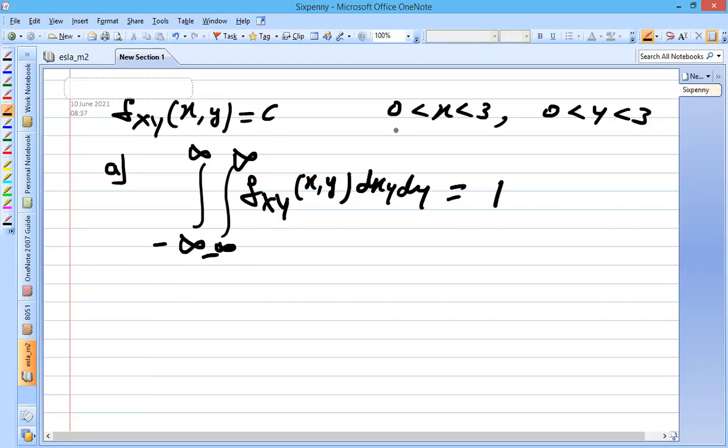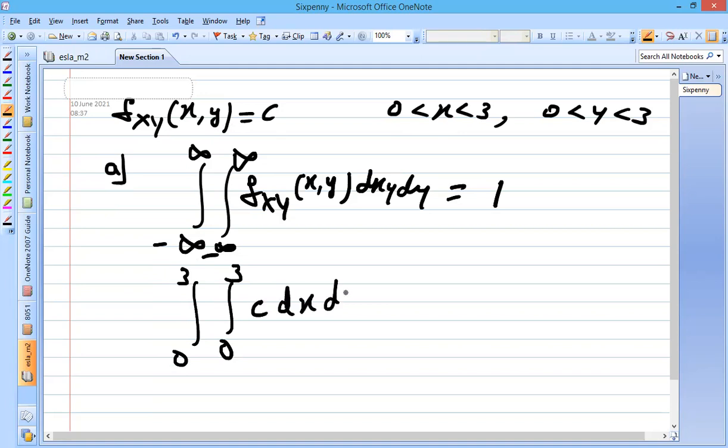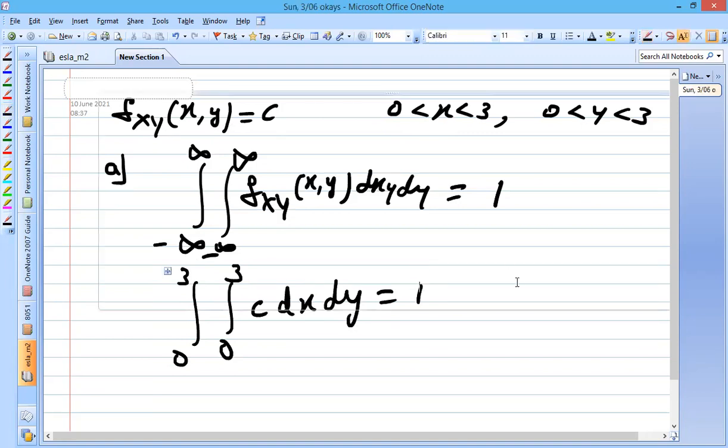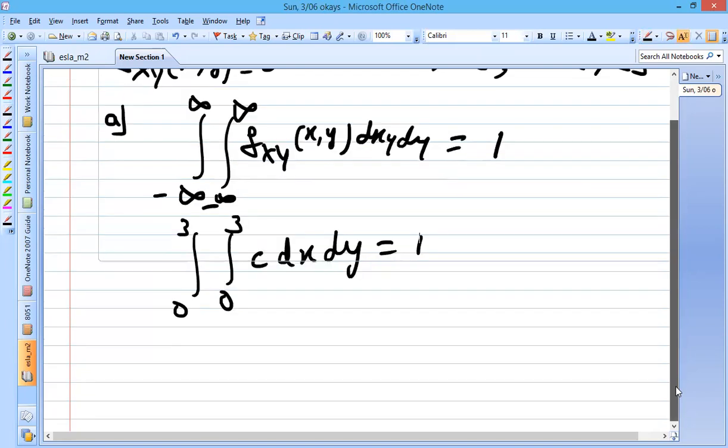Since in this problem we are given the value of x and y as 0 to 3, we are going to change this as 0 to 3. So both x and y vary from 0 to 3. f_XY(x, y) is nothing but c, which has to be integrated with x and y, which is equal to 1. And as we know, c is a constant, so we are going to take c outside the integral.